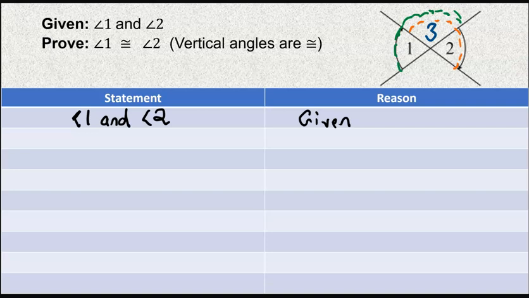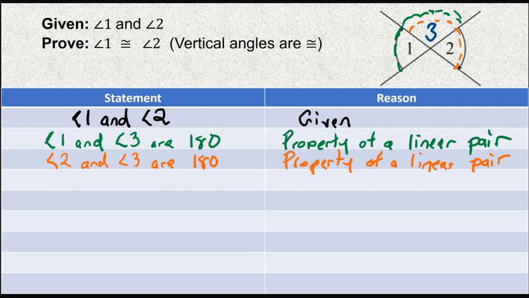So what I notice in this proof, I have two sets of linear pairs. Angle 1 and angle 3 are a linear pair. Angle 3 and angle 2 are a linear pair. Both those pairs will equal 180. So then I can say that angle 1 plus angle 3 will equal 180. Angle 3 plus angle 2 will also equal 180. So I can then employ the transitive property. It's very important when getting control of proofs that you just take a few seconds to come up with this strategy.